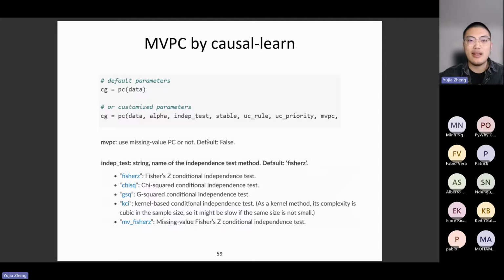So yeah, again, MVPC, missing value PC, is also included in causal-learn. And actually it's based on PC, and it's very easy to deal with missing values in causal-learn because the only thing we need to do is just change the value of that hyperparameter mvpc into true. By default, it's false. But if we believe that our data has some missing values, we can just change it to true and everything will be fine. At the same time, we need to change the independence test to mv_fisherz, which is a special one we designed for missing values.